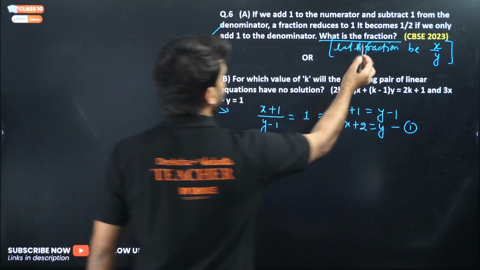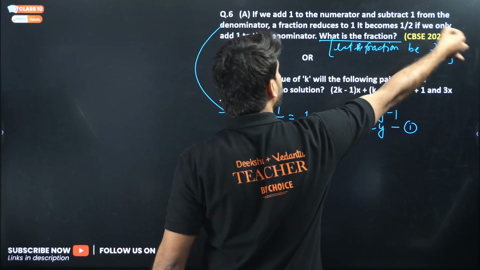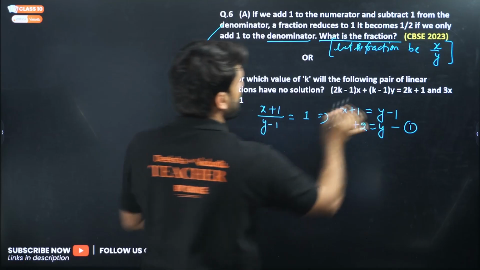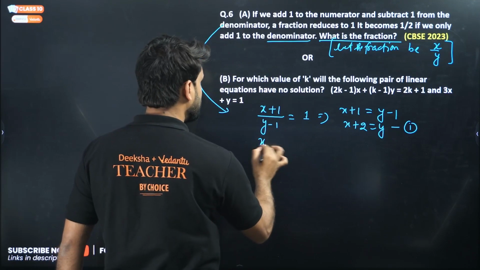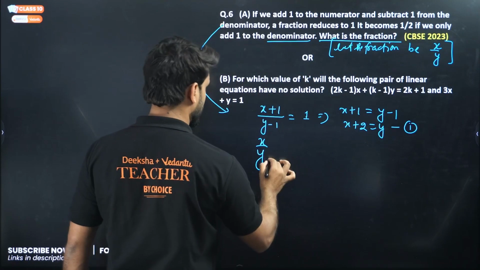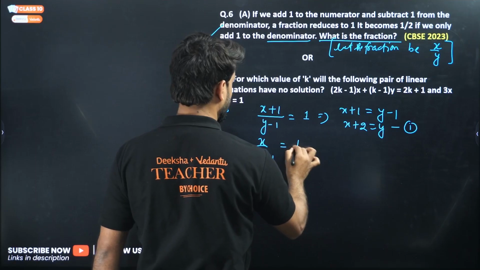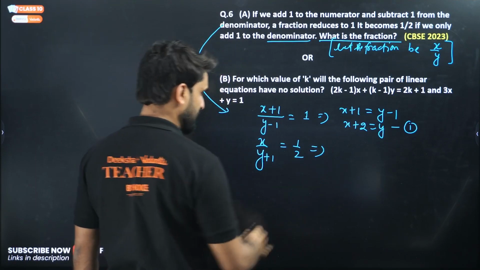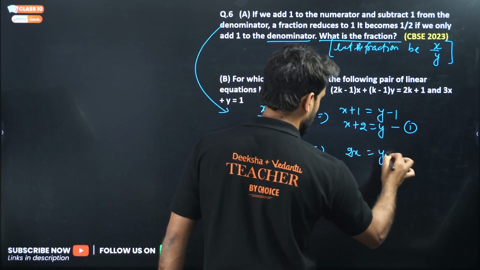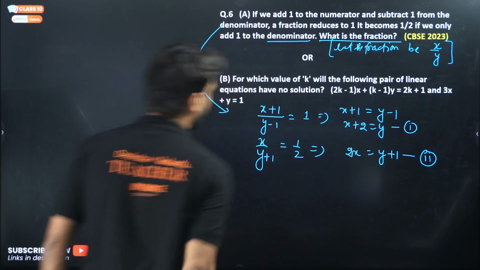Now the second information is it becomes 1 by 2 if we only add 1 to the denominator. Very good. Sorry, to the denominator. Okay, so x by y was the fraction, and if we add only 1 to the denominator, y plus 1, the fraction becomes half, 1 by 2. This will be equal to 1 by 2. Now please solve it. Can we cross multiply? So 2x will be equal to y plus 1, right? I'm calling this equation number 2. Now please substitute from equation number 1.